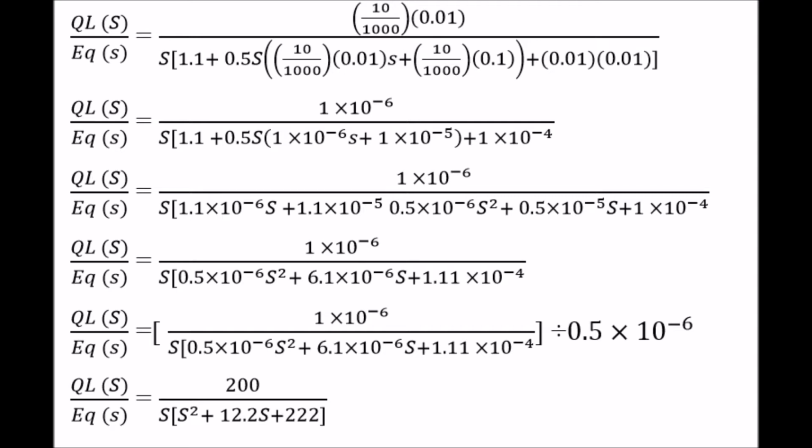After we get this answer, we divide by 0.5 times 10 power of negative 6 because we want to get the simplest transfer function. So the final answer we get is 200 over S times S squared plus 12.2 S plus 222. This is the final answer that we get for the mathematical derivation of this system.